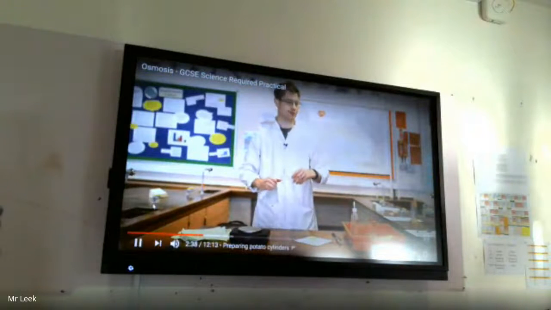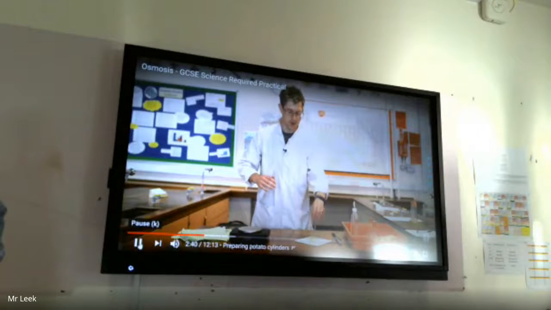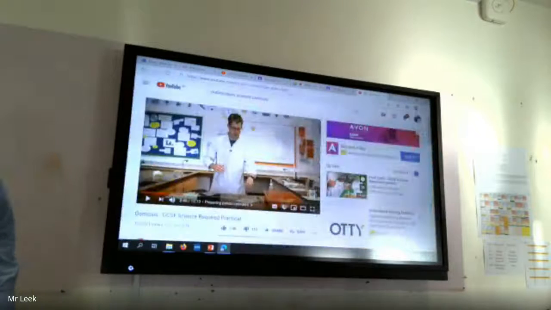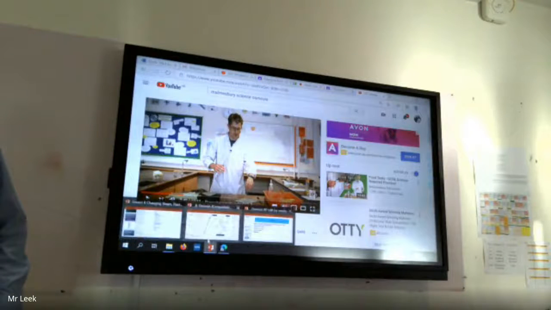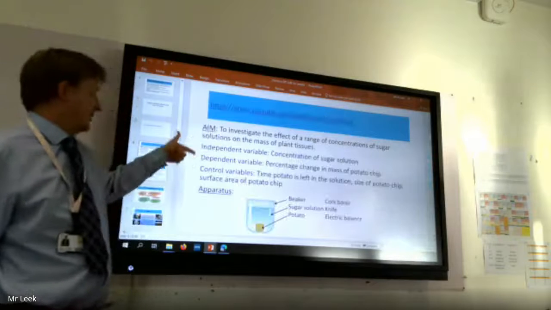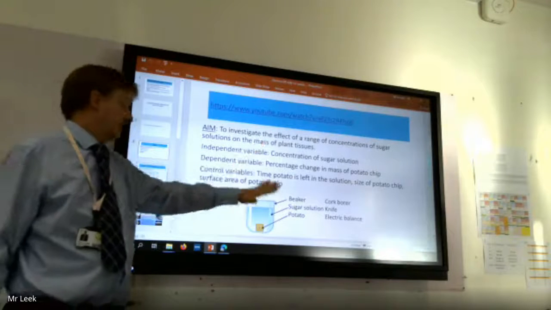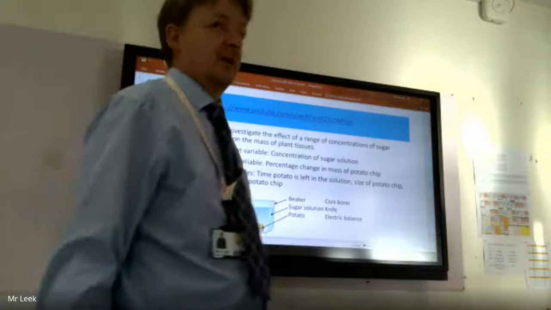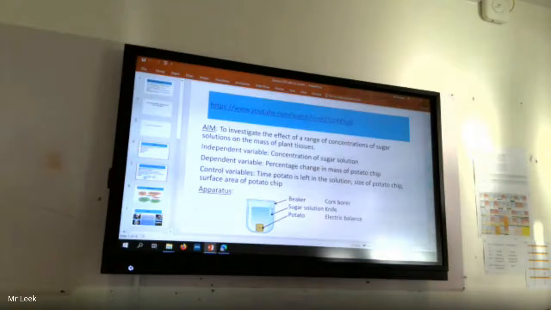Now I need to record those results. I need to make sure that I know. I'm just going to stop it there, right? So what we need to do is carry on with this next time, right? We're going to be looking at the independent variables, dependent variables, control variables, the apparatus, and the method next time. All right? So people in class and people at home, if you want to start putting your stuff away.